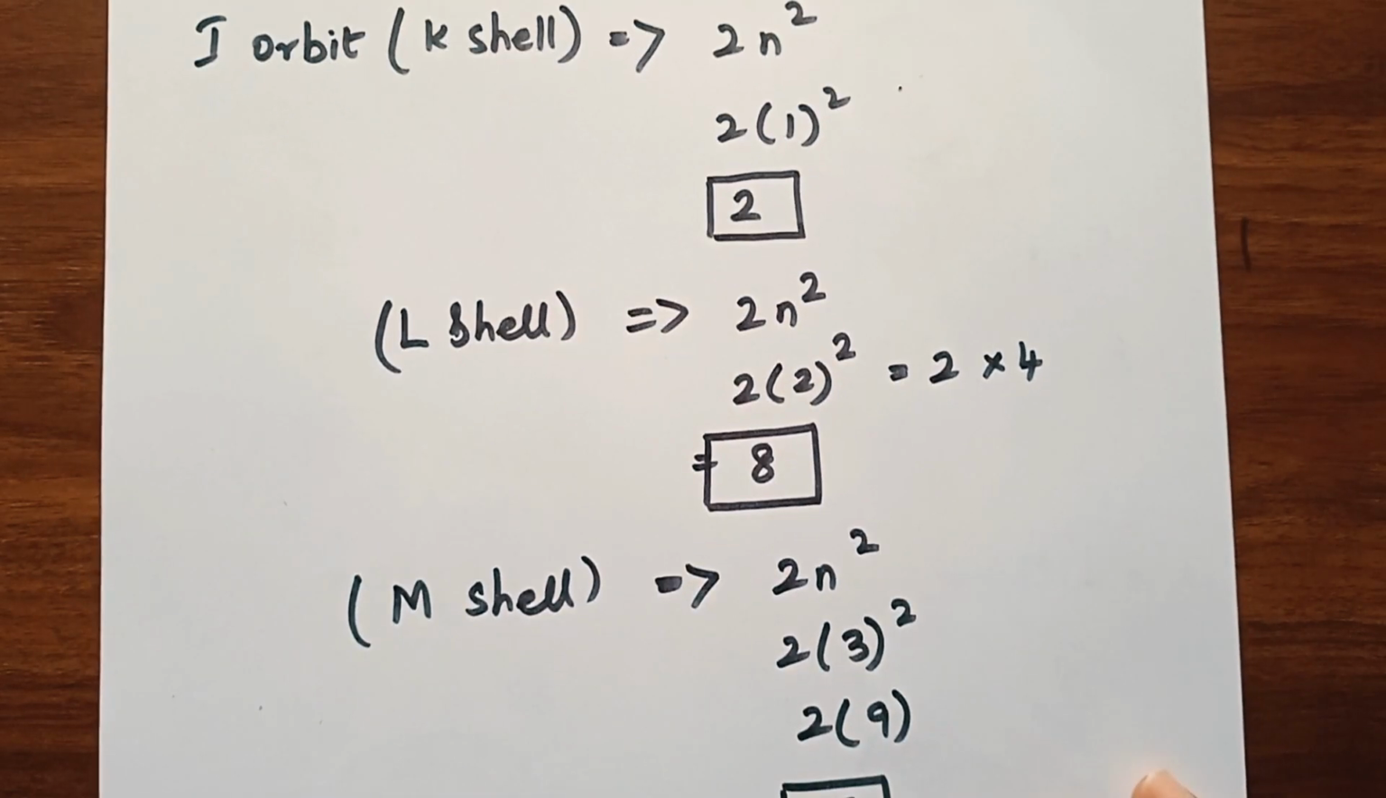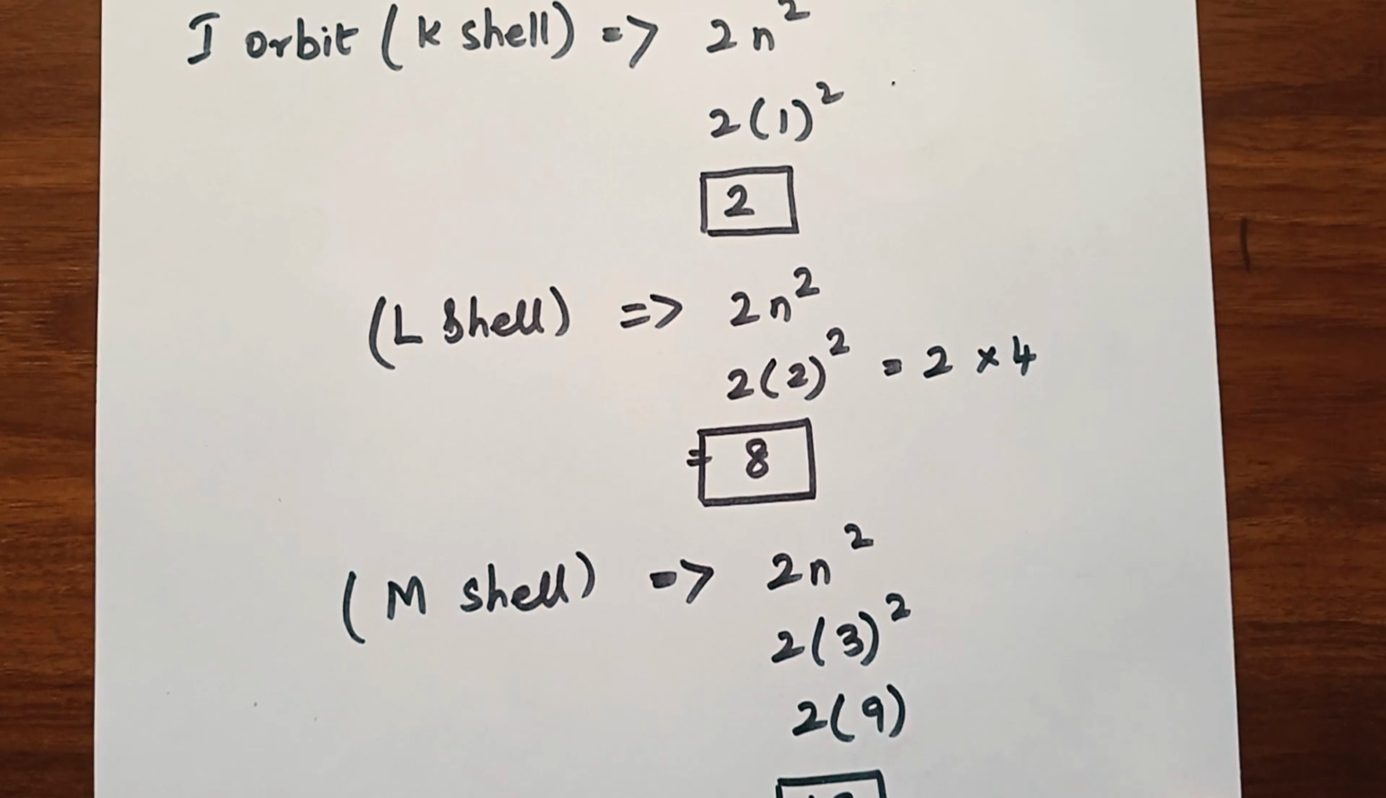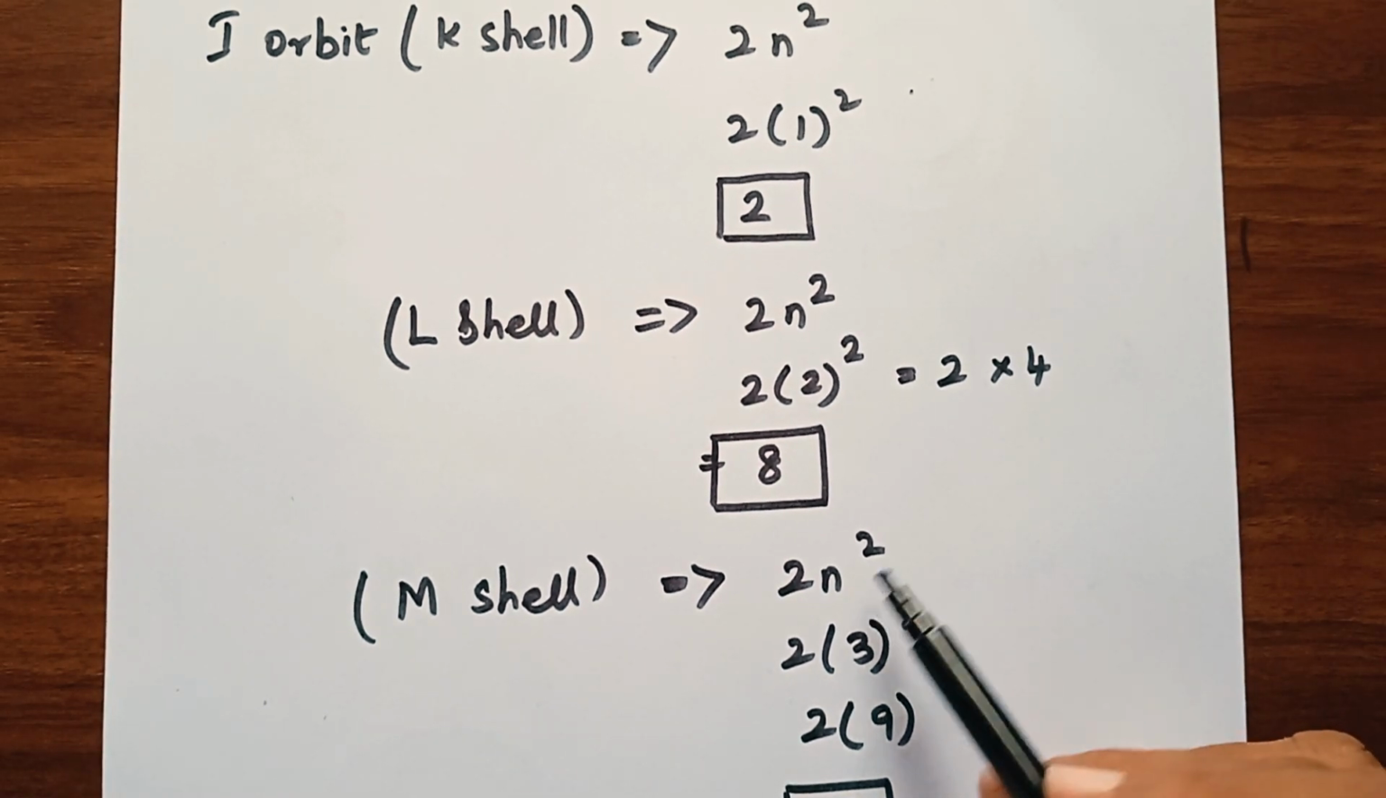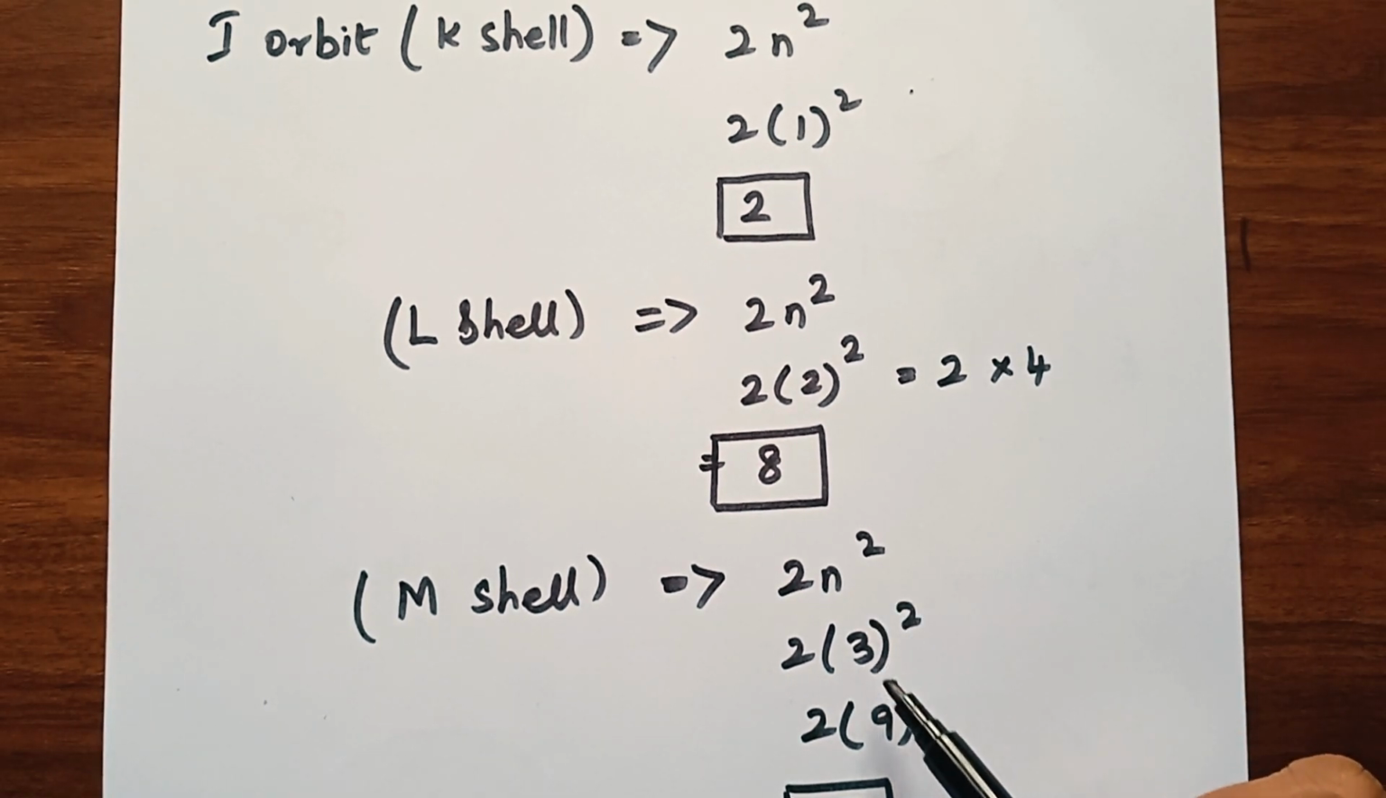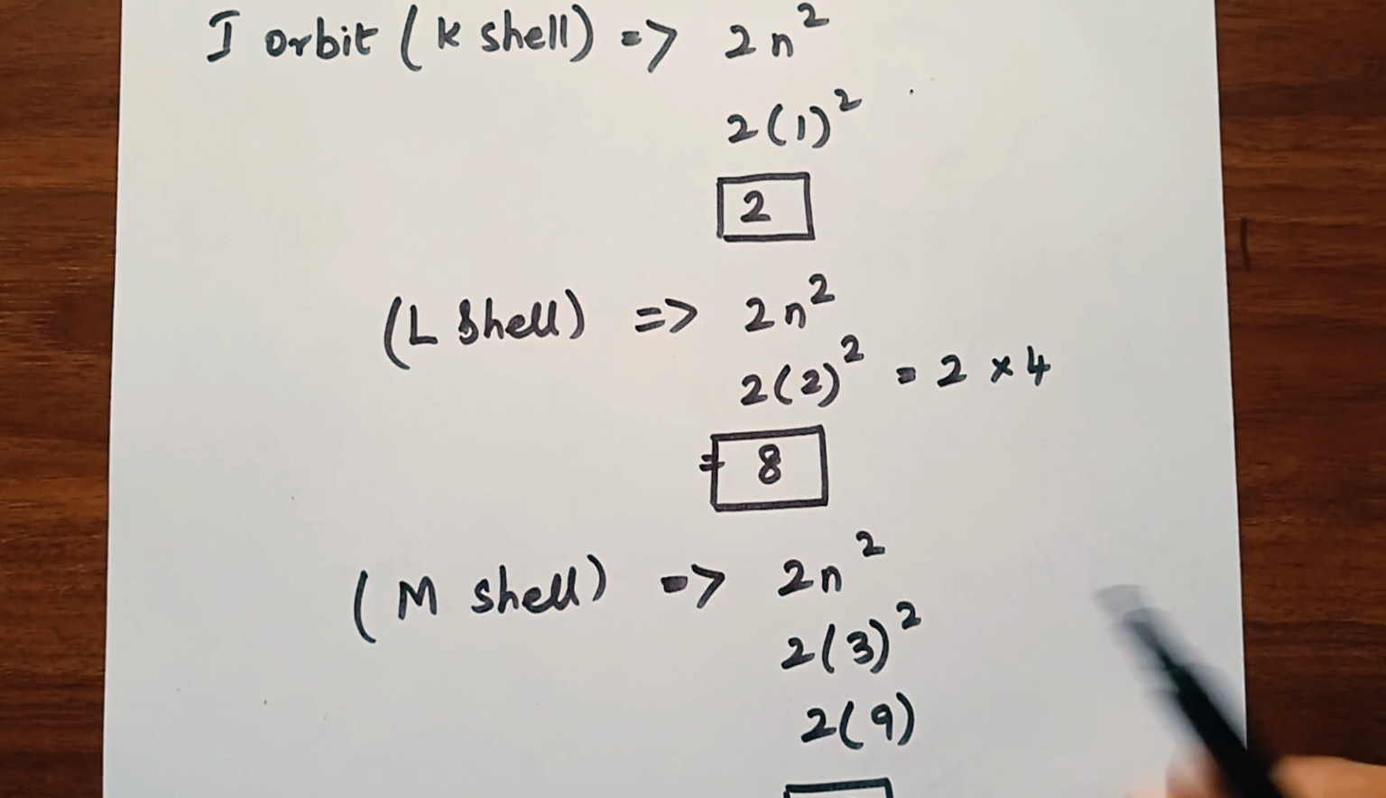Okay, next we go for the M shell. M shell is the third shell. So 2n², for n we substitute 3. So 2 into 9 is 18. So the maximum number of electrons which can occupy the M shell is only 18.